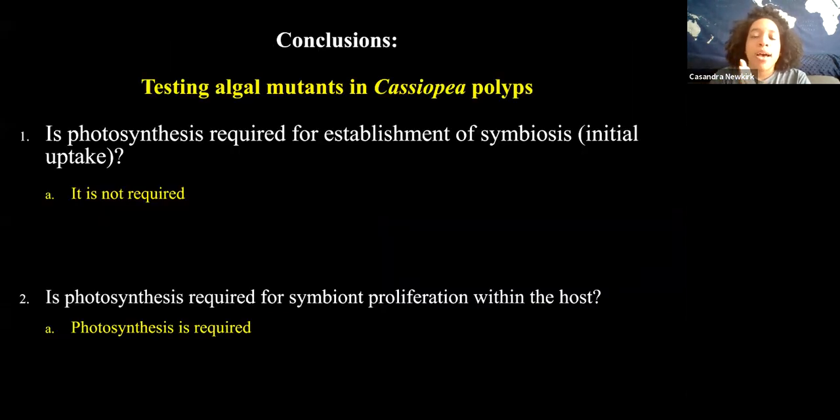So our conclusions: is photosynthesis required for establishment of symbiosis, initial uptake? The answer is no, it's not required. You can take up as many cells as you want at the beginning without them being photosynthetically functional. Is photosynthesis required for symbiont growth within the host? The answer here is yes. Photosynthesis seems to be required, at least for Cassiopeia. If we talk about Aiptasia, which is another system that I work on, that's a slightly different story. But for Cassiopeia, whose life cycle is dependent upon these cells functioning properly, photosynthesis is required for strobulation.